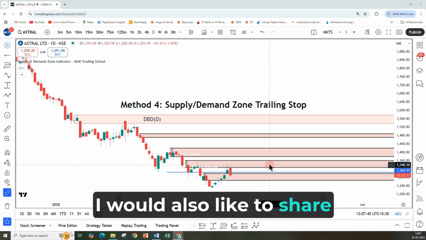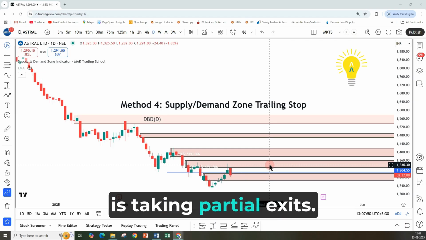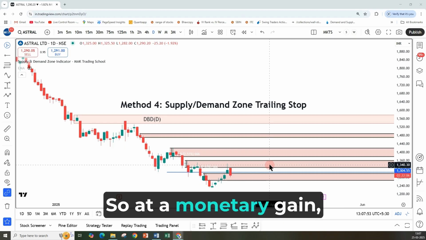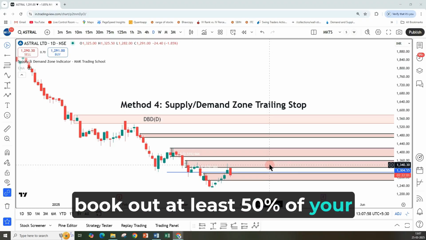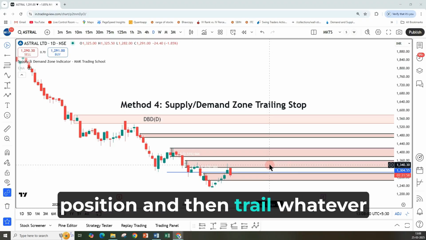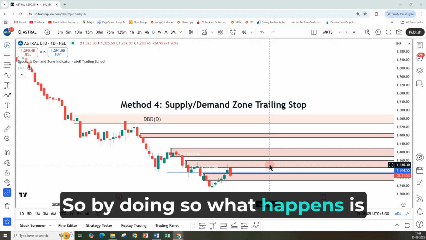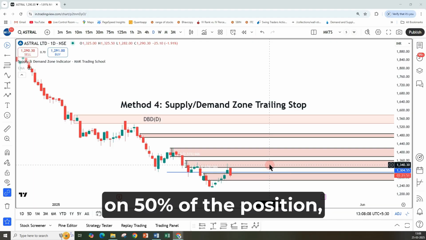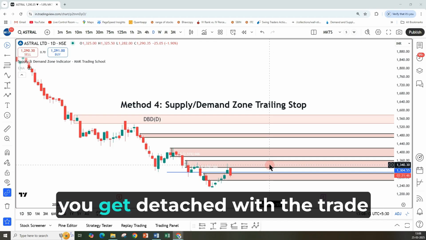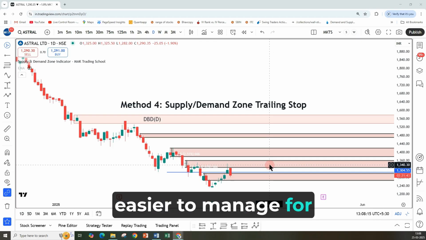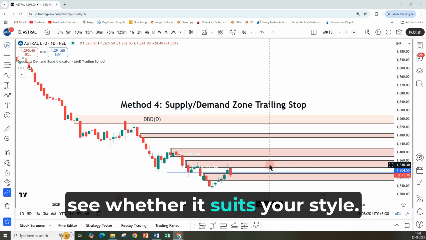So friends, I would also like to share another tip here when you are managing your trade, which is taking partial exits. So at a monetary gain, let's say you're making a 2R profit, book out at least 50% of your position and then trail whatever method you're using for catching the bigger gains. So by doing so, what happens is once you've locked in profits on 50% of the position, now you're feeling really good about the trade. You've made your money and then you get detached with the trade, easier to manage for bigger gains. So you can try doing that and see whether it suits your style.